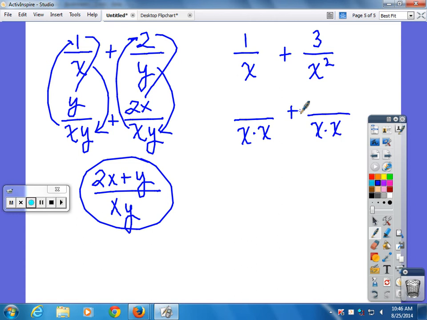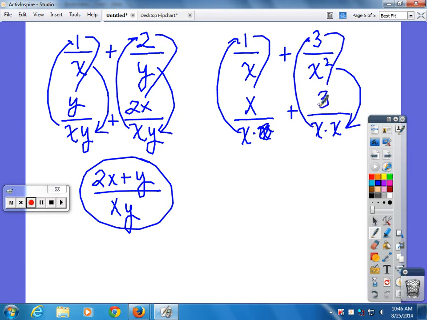How many times will x go into x times x? Nope. X times. Mark that out. How many times? X times. X times 1 is x. How many times will x times x go into x times x? 1. 1 times 3 is 3. So your answer is x plus 3 over x squared.